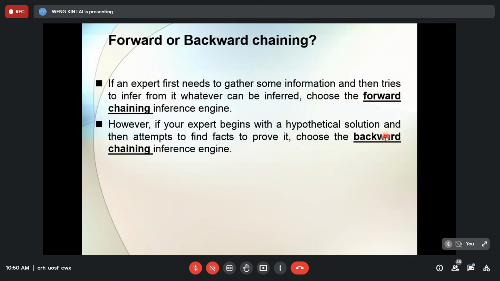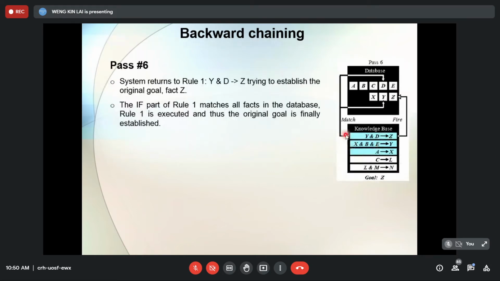Right. What else can you see? You can see visually in my picture here, the goal is Z, and I do not need to process the other 2 rules, which are my rule 4 and rule 5. So you can see this is much more efficient, but it's only for backward chaining. You have the fact, you have the goal, and you just want to prove the goal. This is what you do. Unlike the earlier one, which is data driven, this is goal driven.